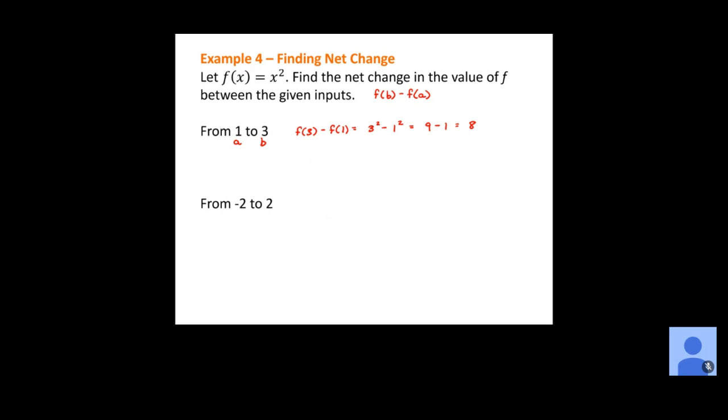Any questions on that one? All right, let's look at the second one. What's our a value going to be this time? -2. Let's remember, a is always the smaller value. It means our b value has to be the +2. So now we use our formula. Remember, we start with f of b. So f of 2 minus f of -2.